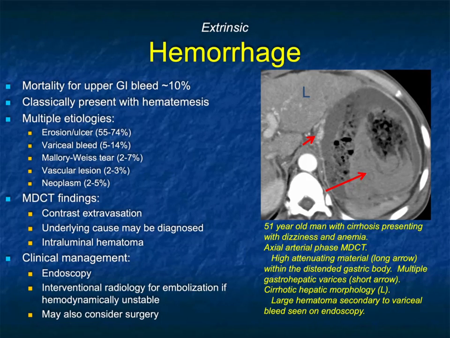In this case, you can see the cirrhosis and varices. And again, clinical management, typically endoscopy, occasionally interventional radiology with embolization. And depending on the scenario, surgery may be indicated, particularly if it looks like the cause of hemorrhage is going to be a GI malignancy.